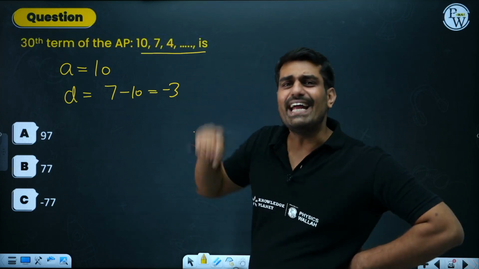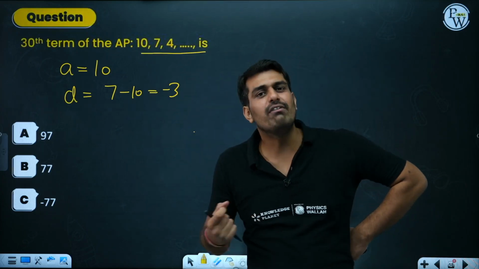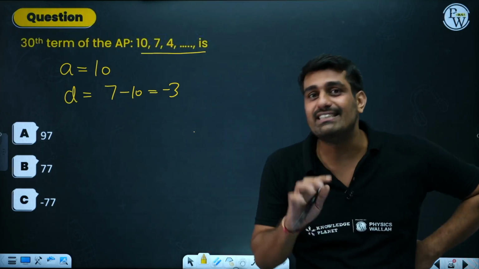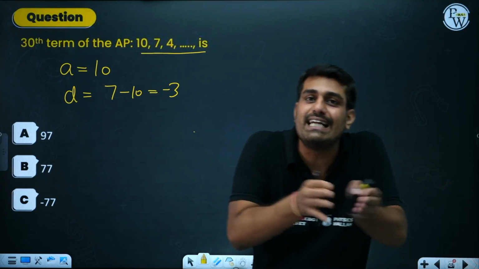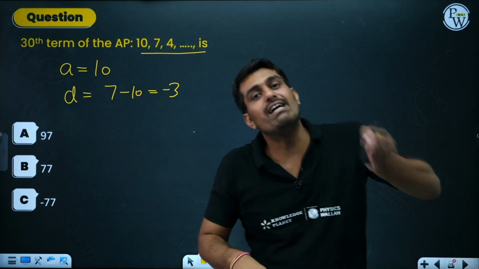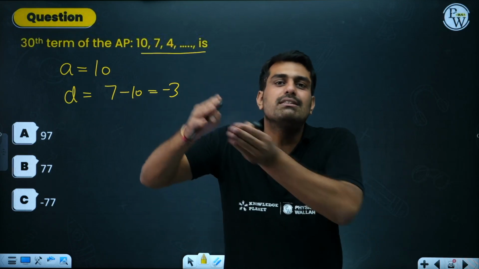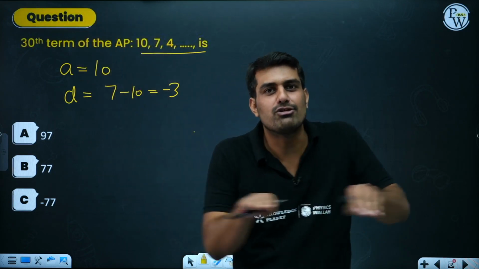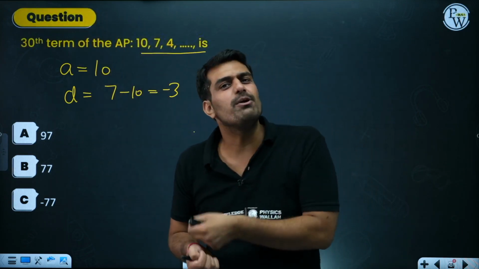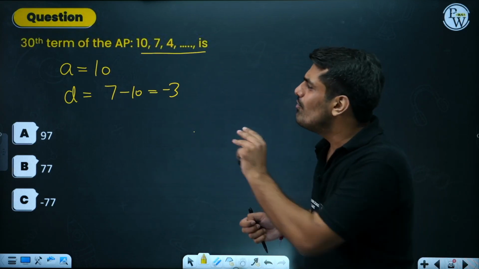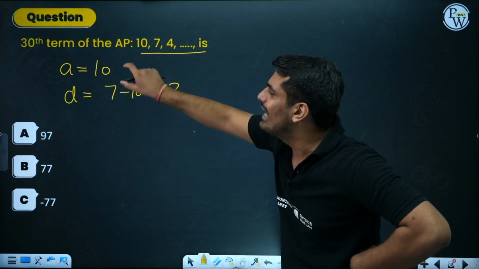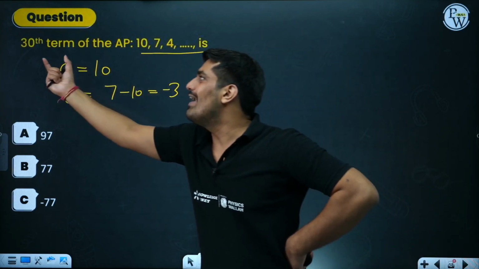What does this negative D indicate? Whenever we have the value of D as negative, it simply means that the numbers are decreasing. Whenever we have a positive number, the numbers are increasing, and whenever it is 0, it means constant. So you should always be on the positive side of the growth, right? Over here, coming back to the question, A and D are given. I need to find the 30th term.